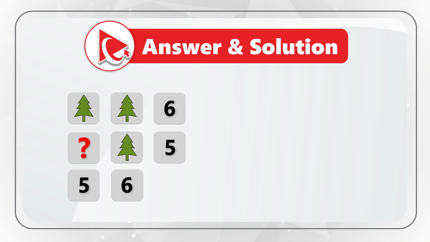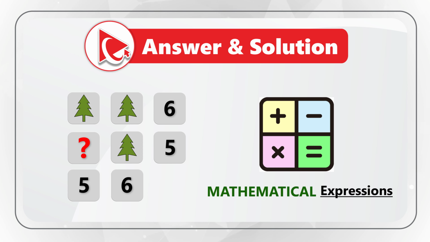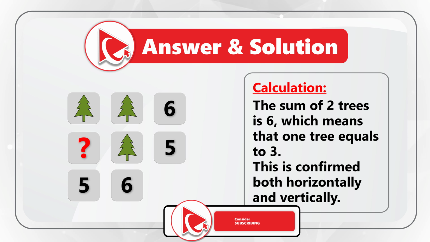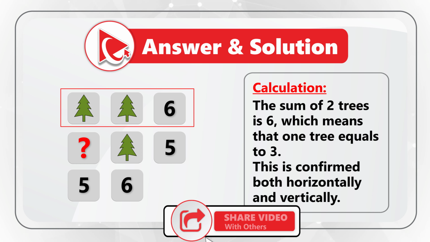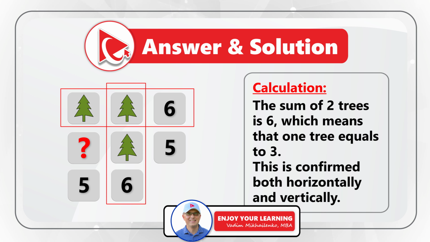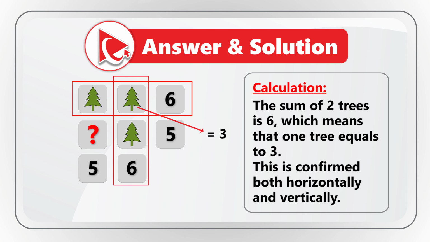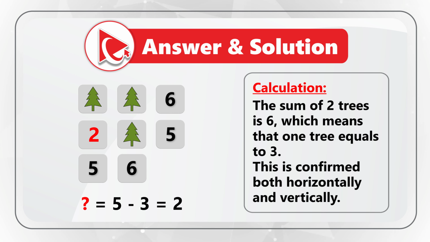As you might have guessed, what we see on the picture are mathematical expressions. For example, the sum of 2 evergreen trees is 6, which is represented by the top row. The same is true for the middle column. The sum of 2 evergreen trees equals 6, which means that 1 evergreen tree equals 3. Now we can calculate the missing number, which would be the result of 5 minus 3, which would be equal to 2. So the correct answer here is choice A, 2.